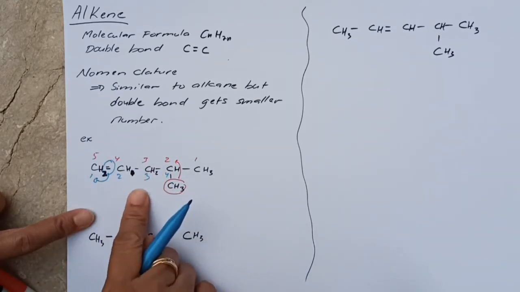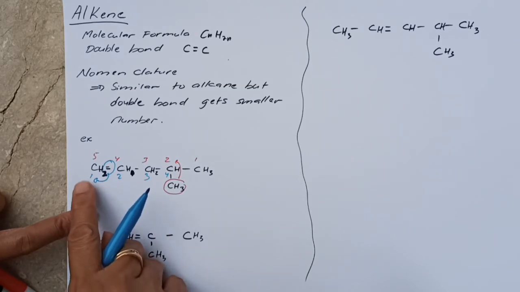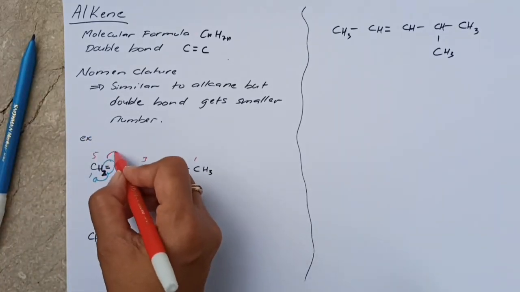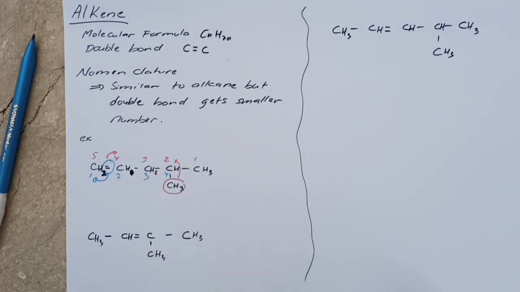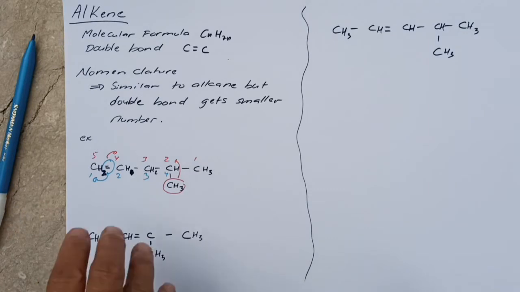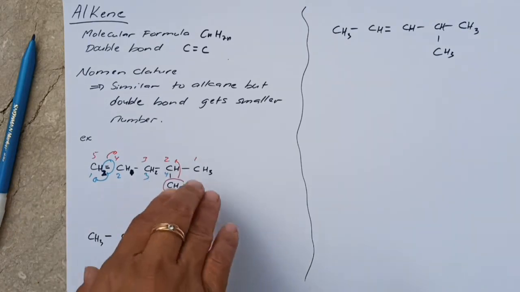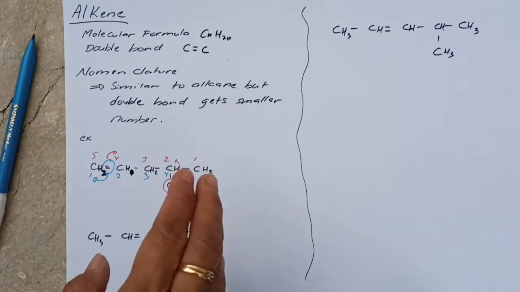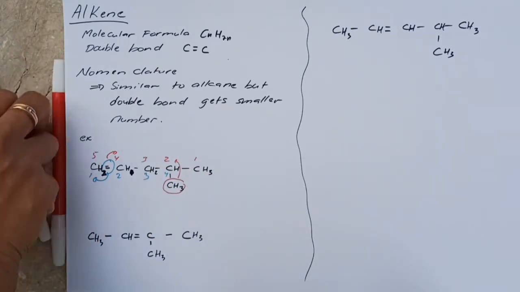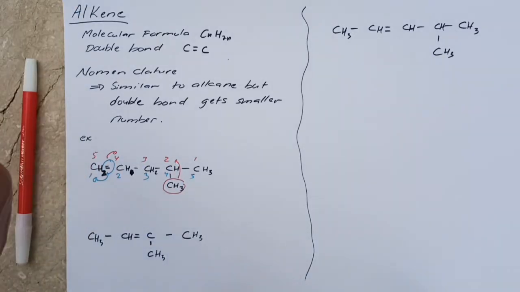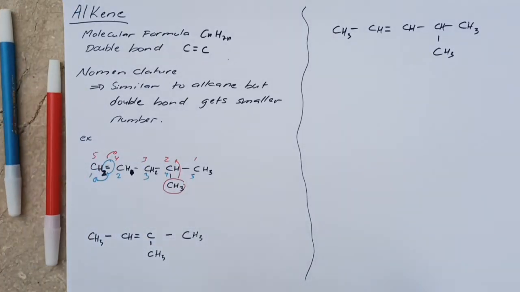Because this one will have the smaller number. If we use the blue one, the double bond will have number 1. But if we use the red one, then the double bond will have 4. At this moment, when we are using alkene, you have to ignore the fact that the branch has a higher number, because the double bond has stronger power than the branch. So we're going to use the blue one, 1, 2, 3, 4, and 5.